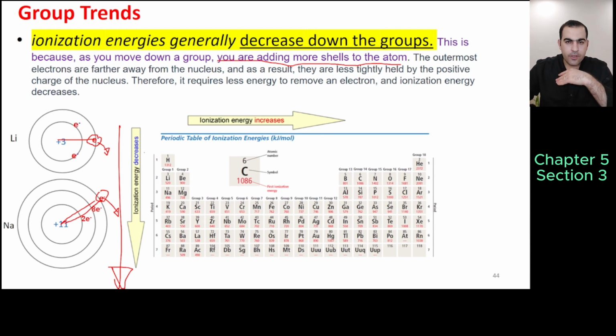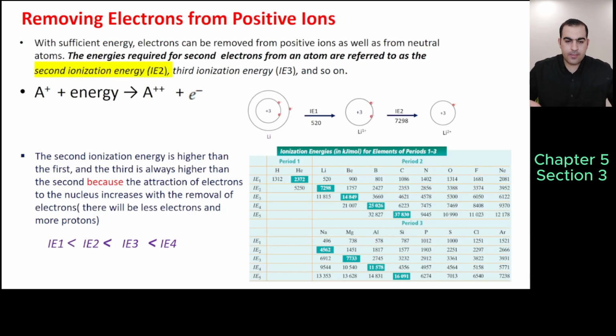As we move down the group, the number of shells increases. Electrons get farther from the nucleus. Attraction between the valence electrons and the nucleus decreases. As a result, we need less energy to take away a valence electron from the atoms. Okay, that's it. We have removed one electron.